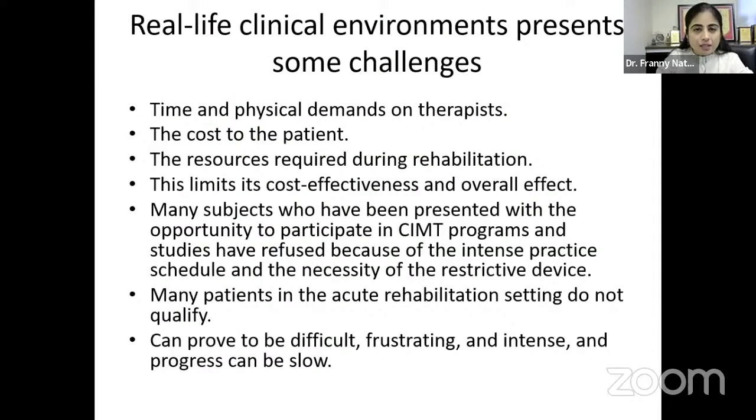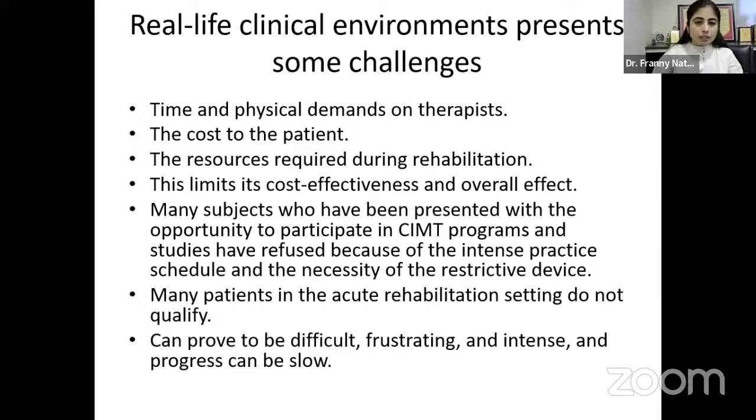So we will now see certain challenges that one faces while doing CIMT. First of all, time and the physical demand on the therapist. During CIMT, there has to be a therapist to patient ratio of 1:1. So the therapist always has to be with the patient, and it is suggested that the therapist maintain a diary with a per day log of for how long the constraint was applied and for how long the patient performed the activities using the affected hand.